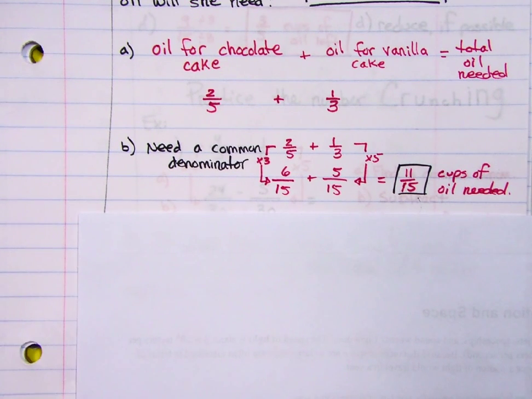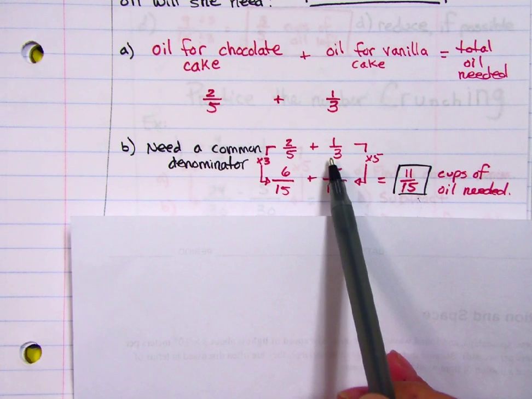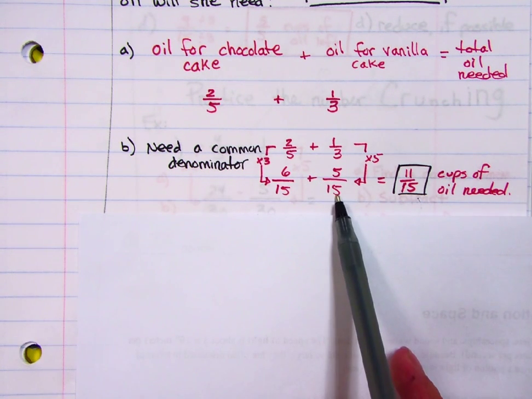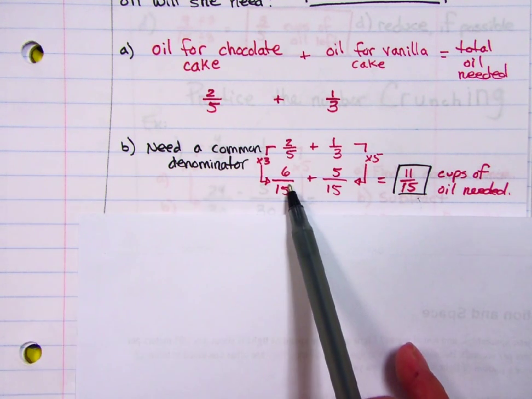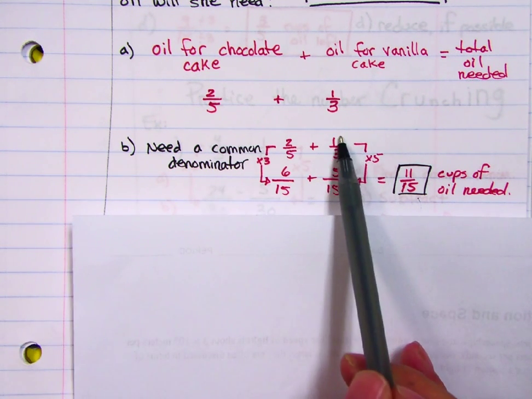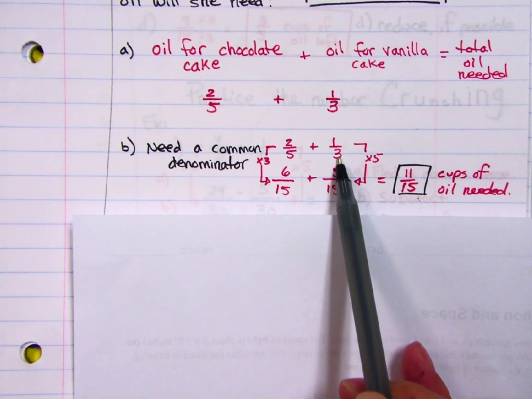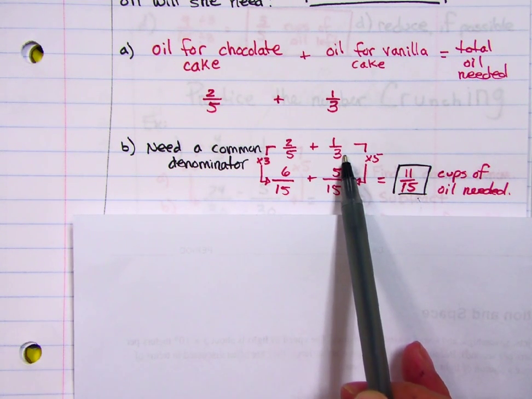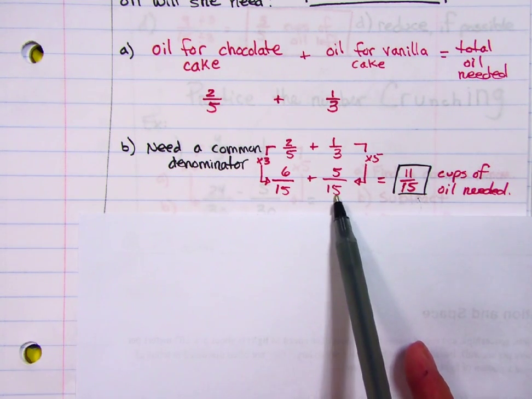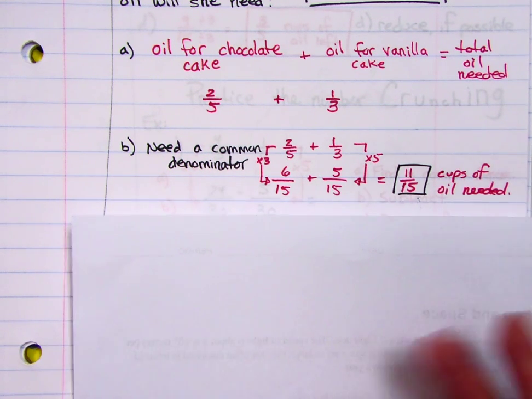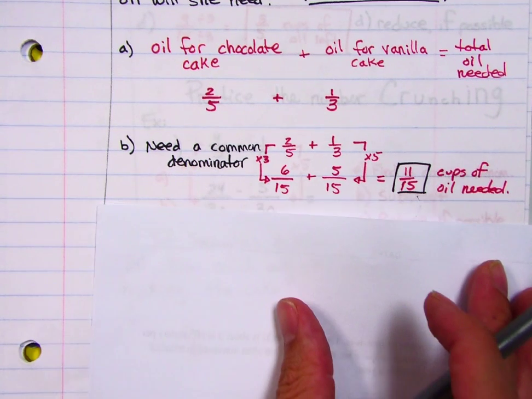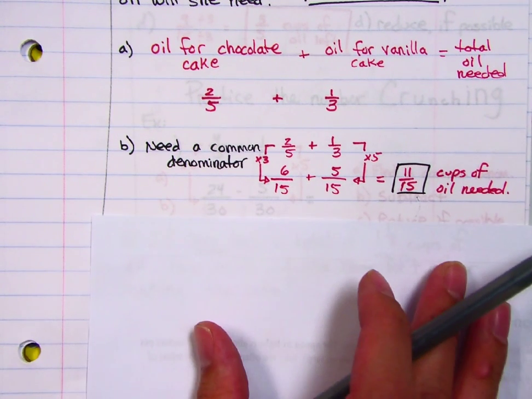So take a look at the work I've done. Let's see, 2/5, 1/3, 15 is the common denominator. I multiplied the first by 3, so this also gets multiplied by 3. And the second fraction by 5, so both the top and bottom, numerator and denominator, both by 5. So now I notice the denominators are the same. I can add my numerators, 11/15. Can I reduce it? I cannot. 11/15, can't make it any smaller, so that's what it is.